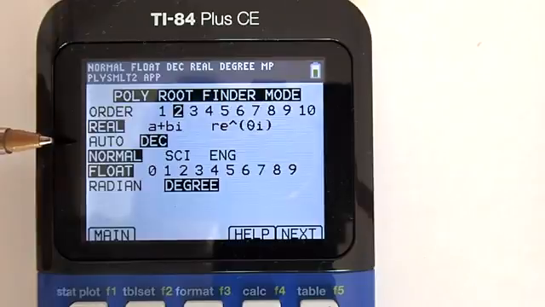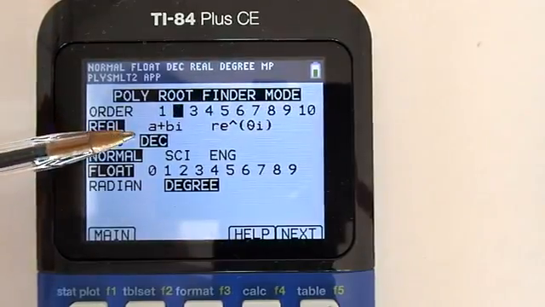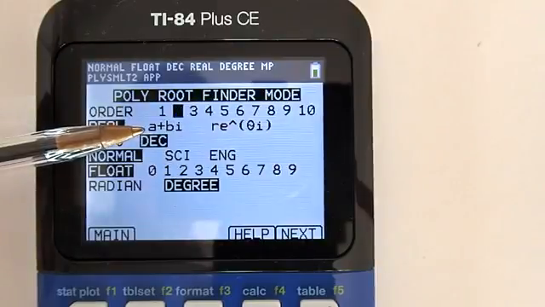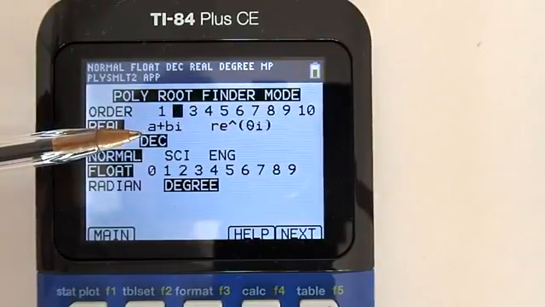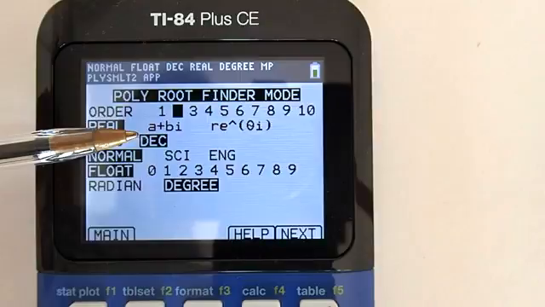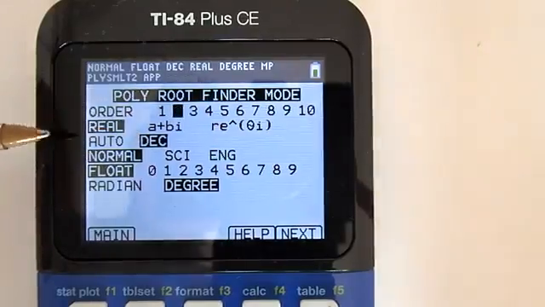The next line down, real, for real numbers. We want this one for our equation. To the right is a plus bi for complex numbers. A complex number is a real number plus or minus an imaginary number. If you know you're going to work with imaginary numbers with your quadratic equations, then you need to select this a plus bi. If the order of your polynomial is 4 or higher, you will have no choice but to work with complex numbers. For example, go back up to order and choose 4 as your order.